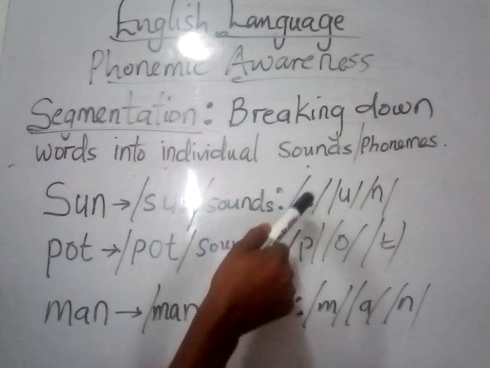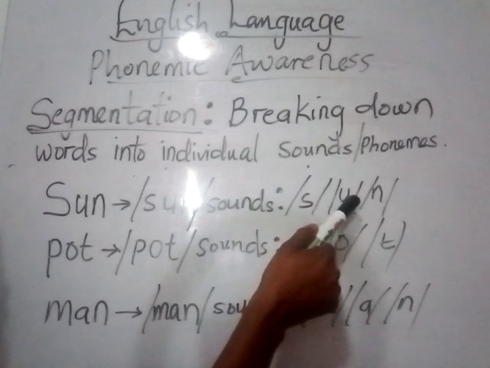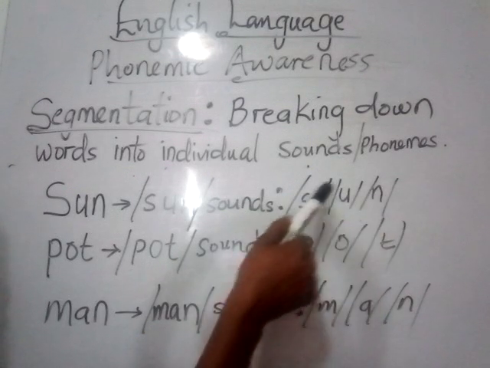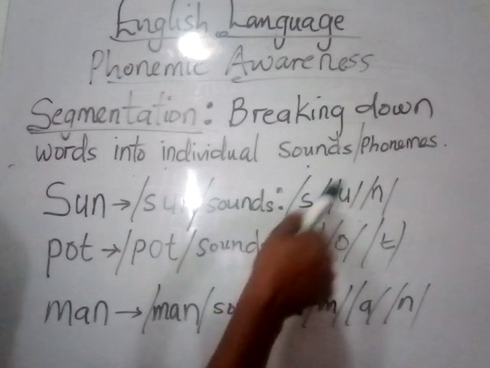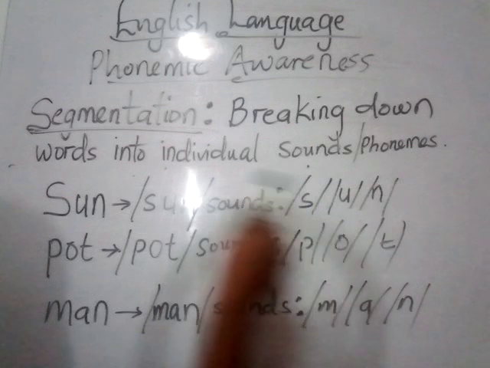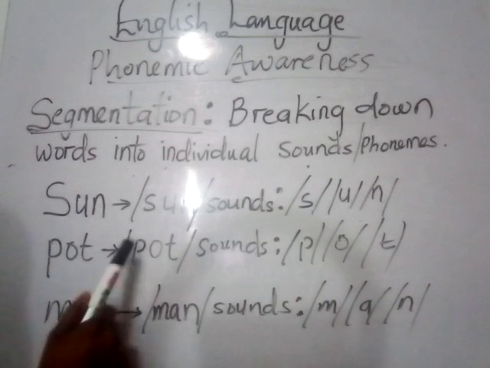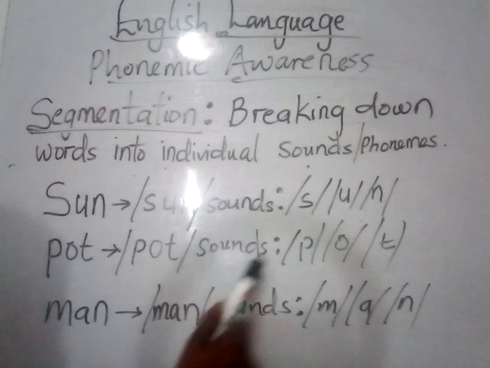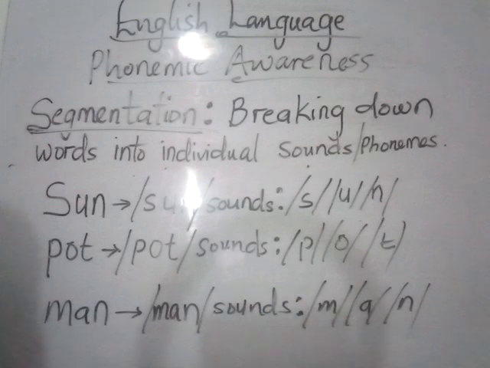And then the sounds are S, U, N. Those are the individual phonemes, individual sounds that combine to form the word sun. And then the next one is pot. Each of the sounds: P, O, T. Those are the individual sounds that combine to form pot.